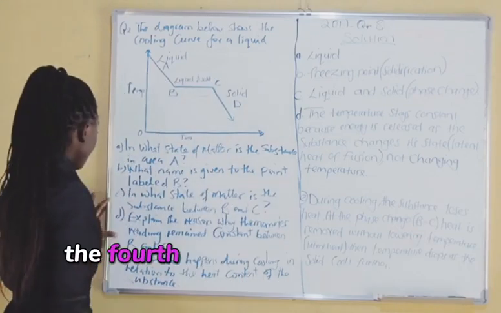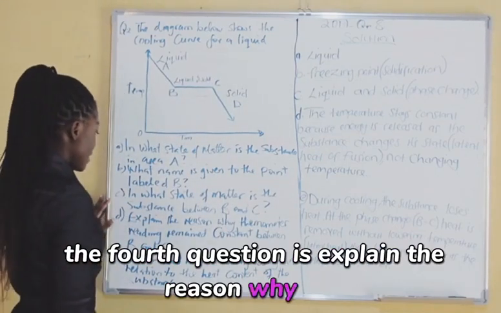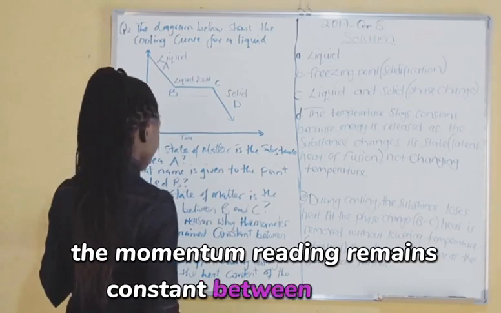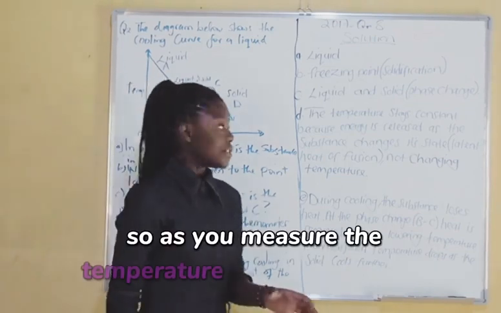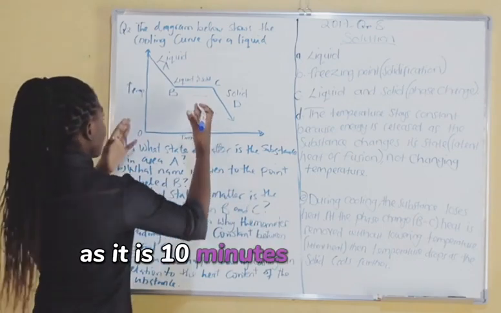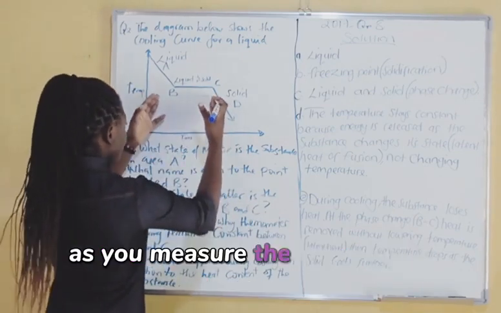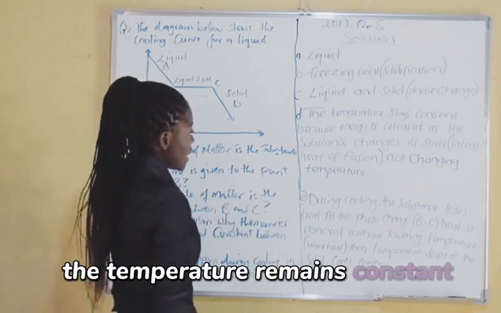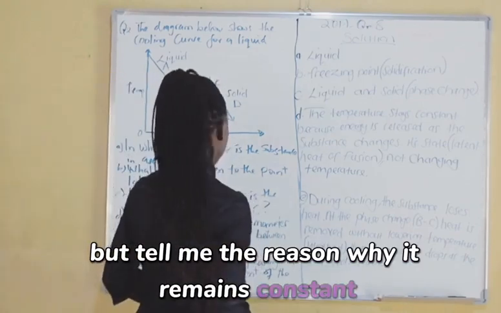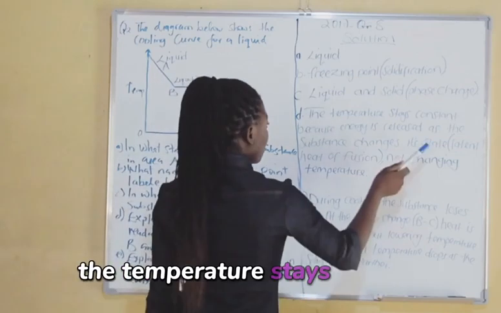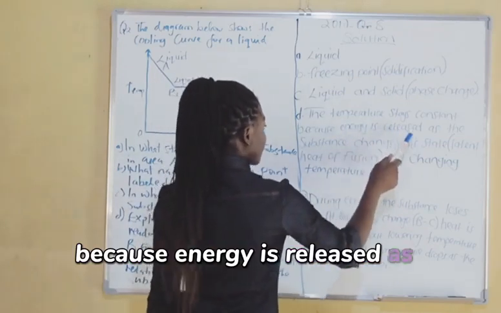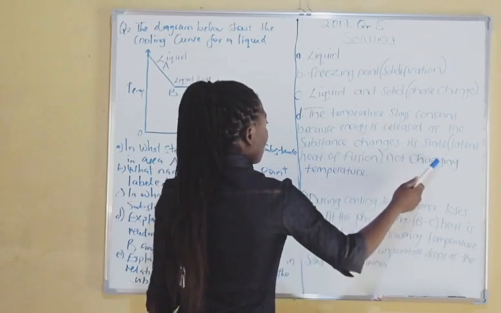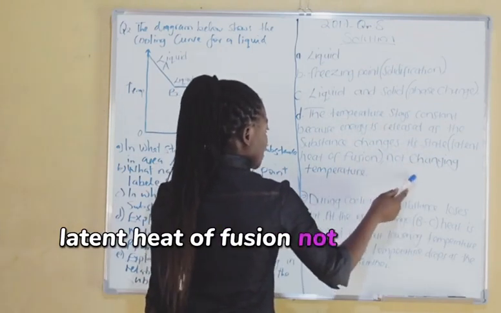The fourth question is: explain the reason why the thermometer reading remains constant between B and C. As you measure the temperature between B and C, as it is changing its state from a liquid into a solid, the temperature remains constant. But tell me the reason why it remains constant. The reason is, the temperature stays constant because energy is released as the substance changes its state, latent heat of fusion, not changing temperature.